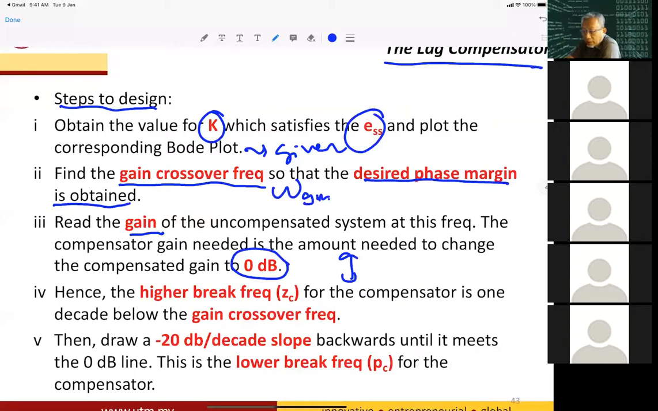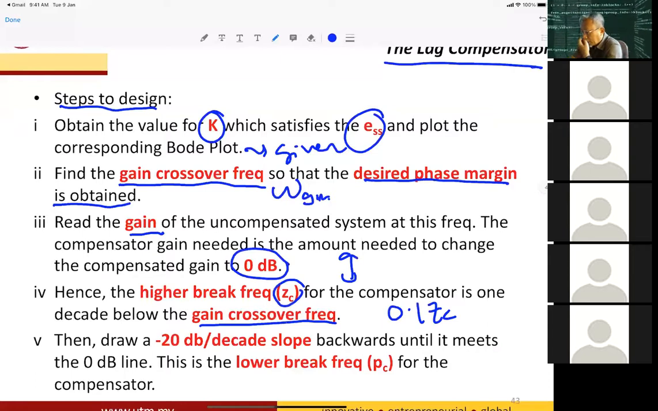Hence, the higher break frequency, ZC, for the compensator is 1 decade below the gain crossover frequency, meaning 0.1 ZC. Then draw a minus 20 decibel per decade slope backwards until it meets the 0 dB line. This will give you the lower break frequency, which is the PC, for the compensator.